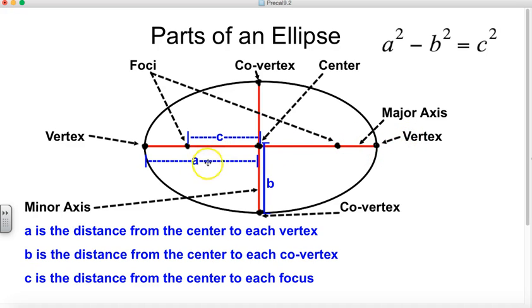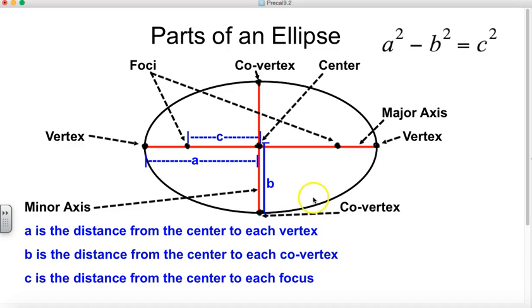Now this A, B, and C. A is the distance from the center to each vertex. So it's going to be the same: the distance to this vertex and the distance to the other vertex. B represents the distance to each co-vertex, so the distance from the center to the co-vertex and the center to the other co-vertex. And then C represents the distance from the center to each focus.